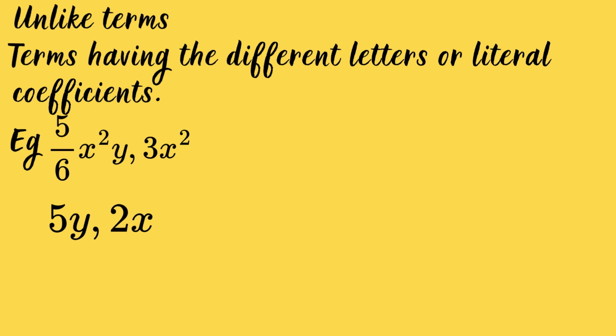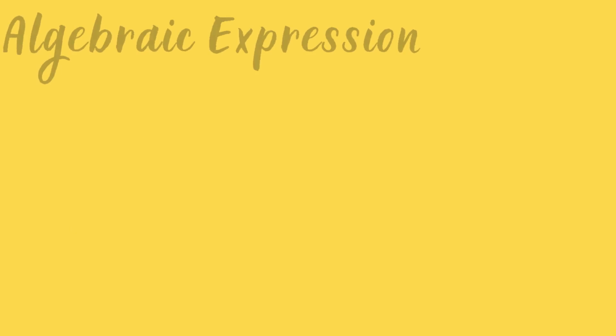That is, in the first term you have x square y as the variables, and the next one you have x square. The other example is 5y and 2x. So in 5y the variable is y and in 2x the variable is x. Therefore they are unlike terms.